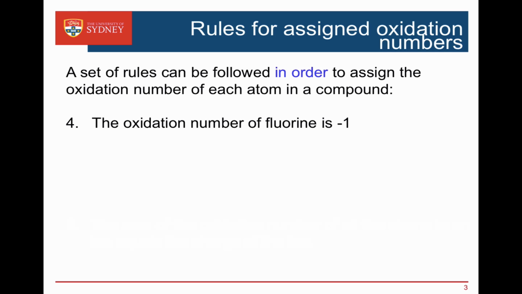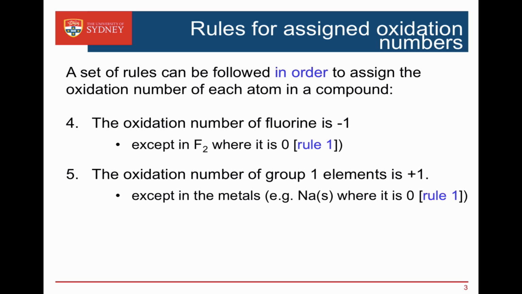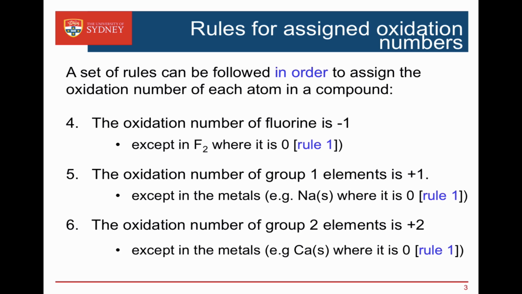Given that, we ascribe the most electronegative element, fluorine, to have an oxidation number of -1. But we just need to remember that we've got to apply rule 1, 2 and 3 first. For example, in F2, where it's in its elemental form, its oxidation number is 0. The alkali metals, the group 1 metals, have an oxidation number of +1, except again if they're in the metal, like a lump of sodium, where the atoms would have an oxidation number of 0, back to rule 1. And the alkaline earths, the next most electropositive, are given an oxidation number of +2, except again in the metals, where those group 2 elements would have an oxidation number of 0.